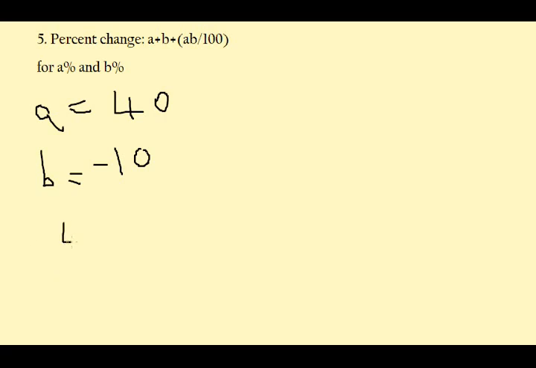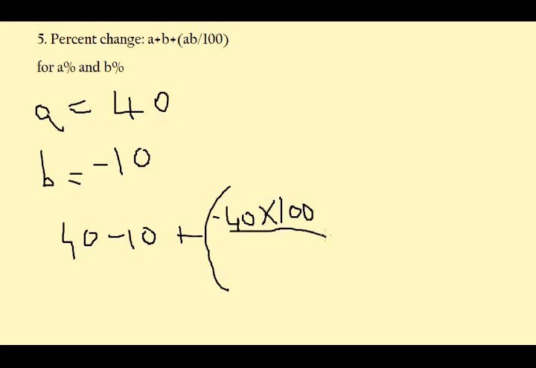Now let's put both things in our formula. We get 40 minus 10 plus minus 40 into 10. That negative sign is because of the B. I am sorry, this is only 10 upon 100. So from here we get minus 4. That means 40 minus 10 is 30, and 30 minus 4, the answer is 26. You will face a lot of this type of sums and you can crack them in just 20 or 30 seconds.